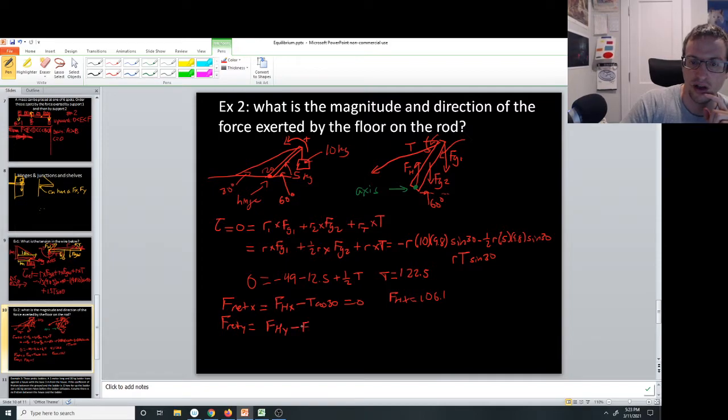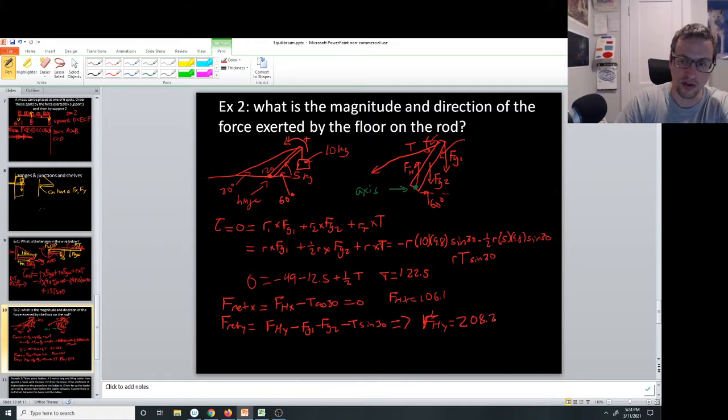Minus FG1 minus FG2 minus torque sine, or tension sine 30. If you do this one, I'm actually just going to write it out. You get F hinge Y equals 208.25. So I've got these two values.